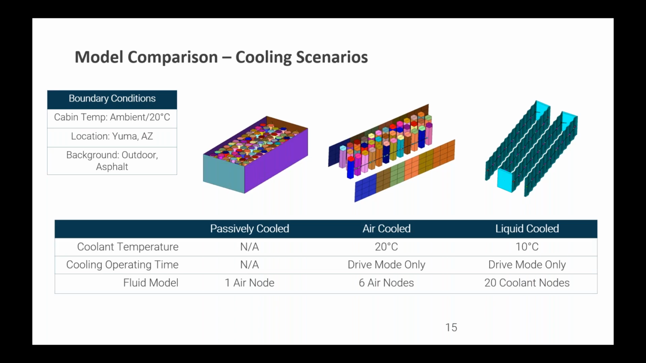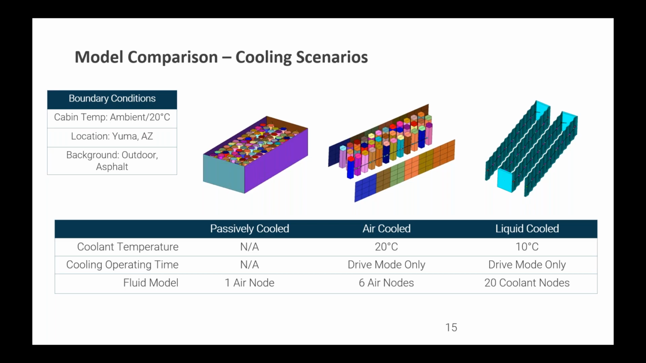So the three cooling scenarios that we're considering are passively cooled, air-cooled, and liquid-cooled. In the passively cooled case, we have one air node inside the pack, and it's just exchanging heat through natural convection with both the cells and the external surfaces of that module.